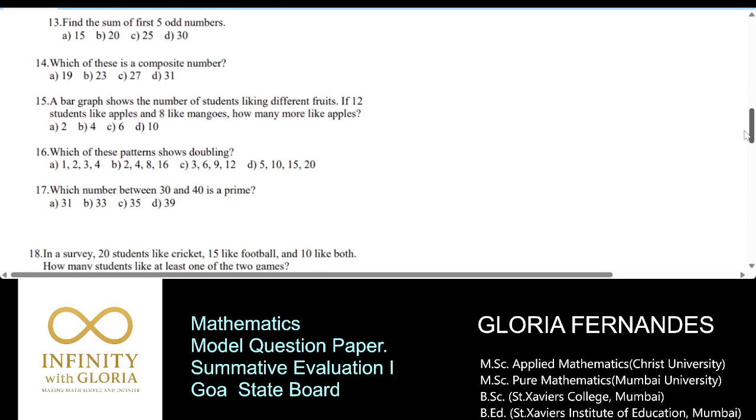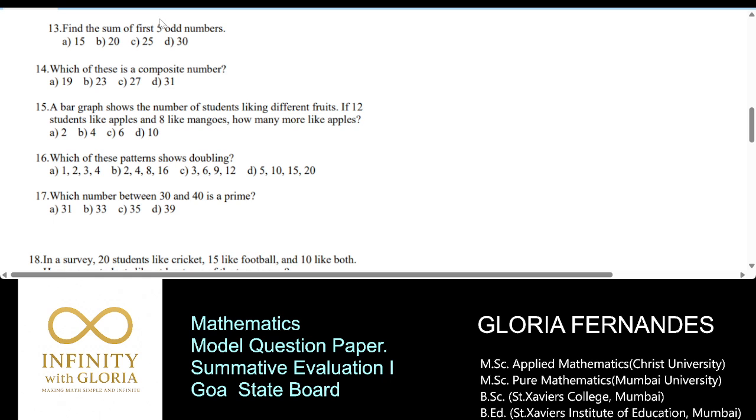Now we have to find the sum of the first 5 odd numbers. So what are the first 5 odd numbers? List them out. You have 1, then 3, then 5, then 7, and then 9, correct? So these are the first 5 odd numbers. Now you have to add them up. 1 plus 3 is 4, plus 5 is 9, 9 plus 7 is 16, and 16 plus 9 is 25. So the answer is 25.